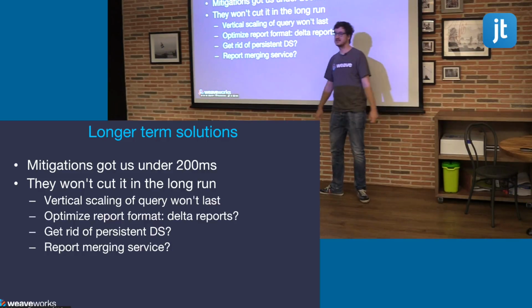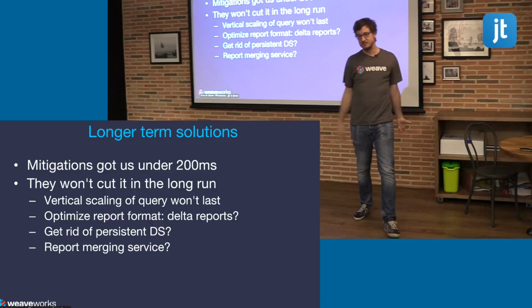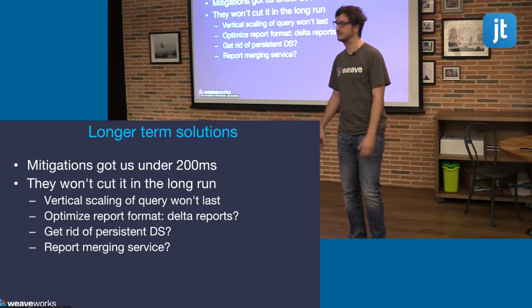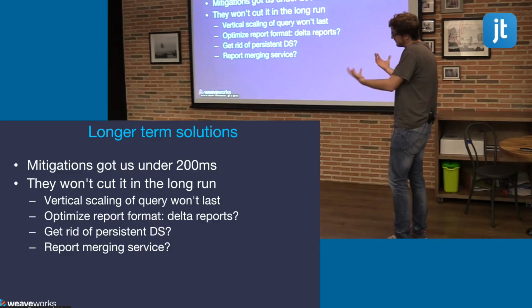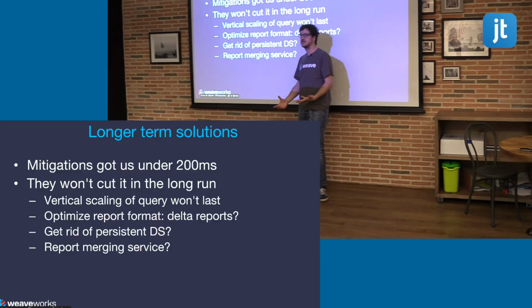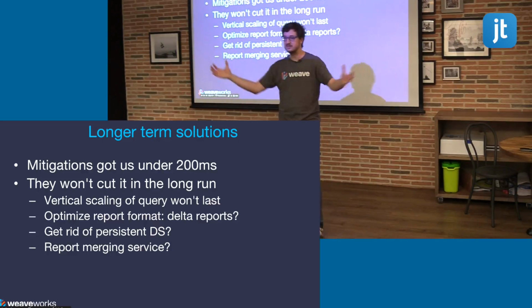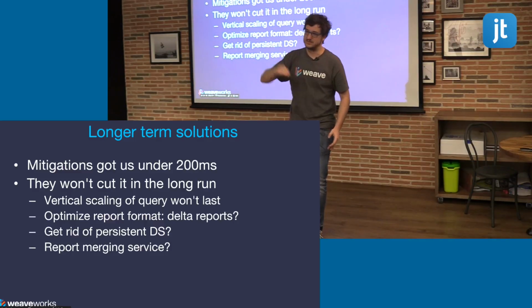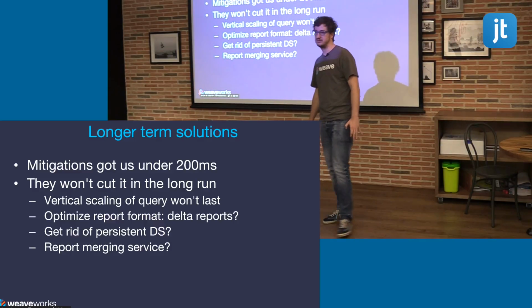Get rid of persistent data structures. Sure, we could do that. Again, it would make reasoning about data structures more difficult. Or maybe we could have a report merging service. Yeah, it could help in cases in which you have a lot of reports to merge and you can break the merging into different machines, but the bottom line problem is still going to be there.